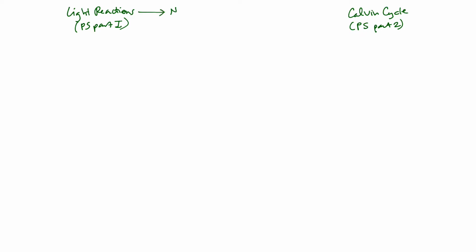Hi team, and welcome to this video talking about the Calvin cycle, the second part of photosynthesis. We're going to be talking a little bit about what we do with those outputs from the light reactions. That is the first part of photosynthesis, part 1. And the light reactions produce, you'll recall, quite a bit of NADPH and some ATP.